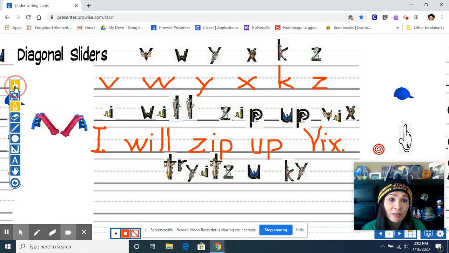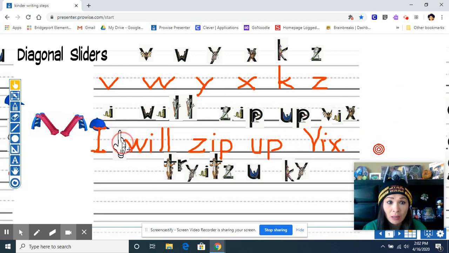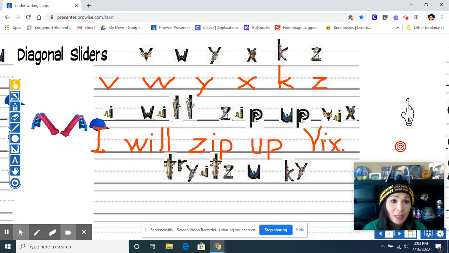Okay, so let's see if we can read this. I will zip up Vicks, period. So that is my writing. And I used what? One capital, space, space, space, space, and a period. There you go. That's my sentence. I will zip up Vicks, period.